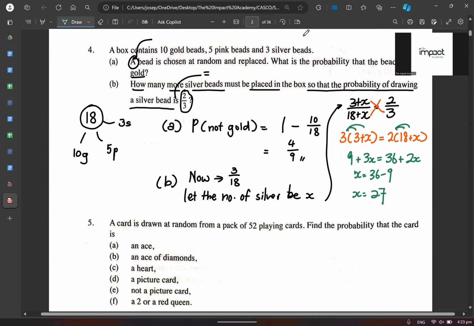Do you agree so far? So how many more must I add? I must add 27 more. Okay, so that's basically how you do this question.